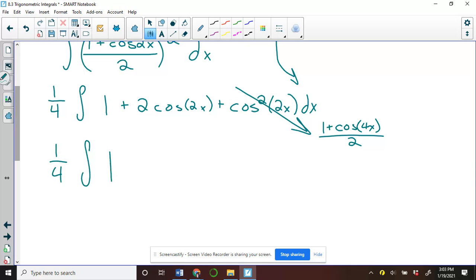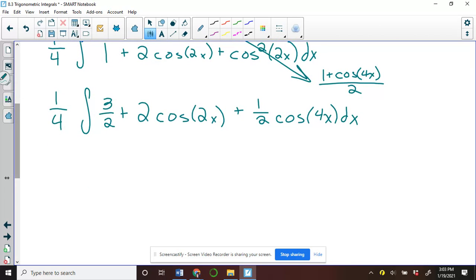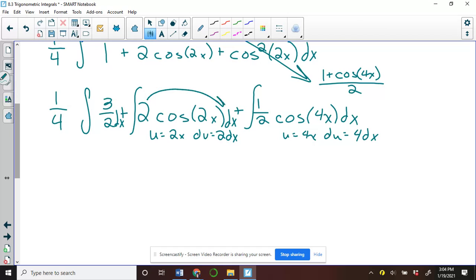So we have 1/4, the integral of 1 plus 2 cosine 2x plus, and really this is 1/2. 1/2 plus 1 is 3/2, and then we have 1/2 cosine of 4x dx. At this point, we can integrate. We should consider the fact that we do have different u subs within this. If we want to break this up into separate integrals, we may, which might actually be the best solution here. In this case, u is 2x, du is 2 dx. U is 4x, du is 4 dx. Within this, everything kind of balances out. So this actually goes back and you have your du.